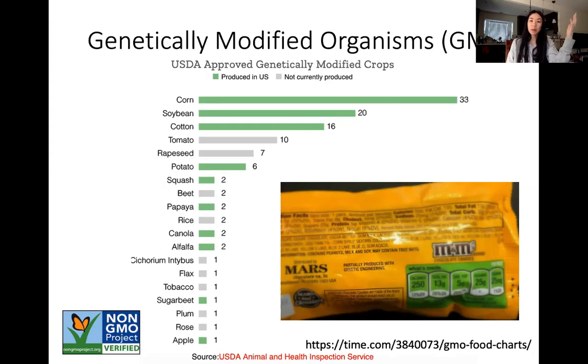So there's a lot of debate, but if you look at this wrapper, a lot of our food is now labeled with this right here. So if there's GMOs within it, they'll label it, so it says partially produced with genetic engineering. In this case, I believe it's a cocoa bean, so the chocolate.